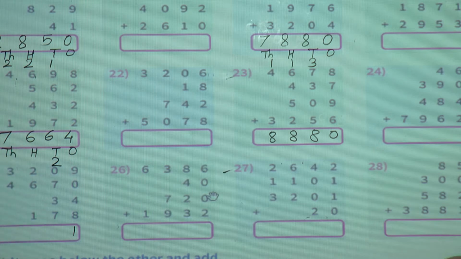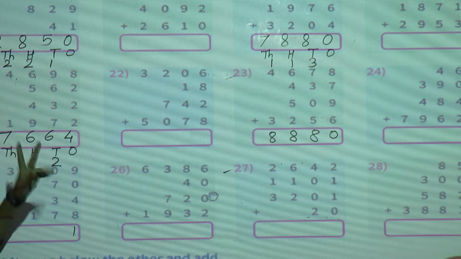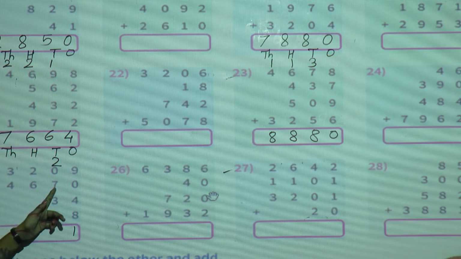Now see the tens place numbers. At the tens place 2 plus 0. 2 plus 0, 2. Then 2 plus 7. Yes, after 2 count 7 fingers.